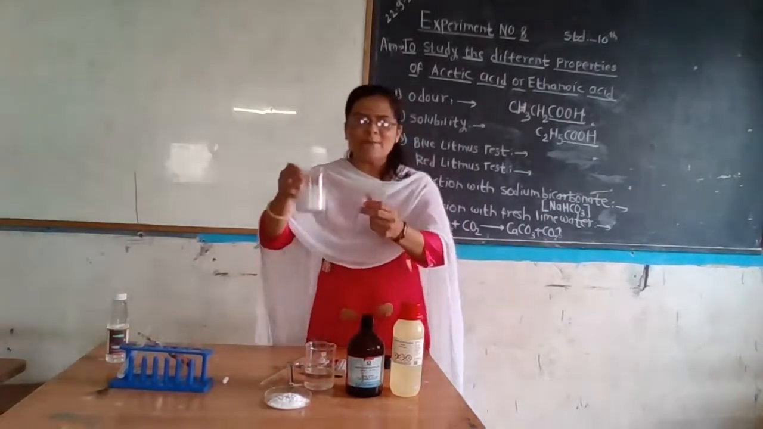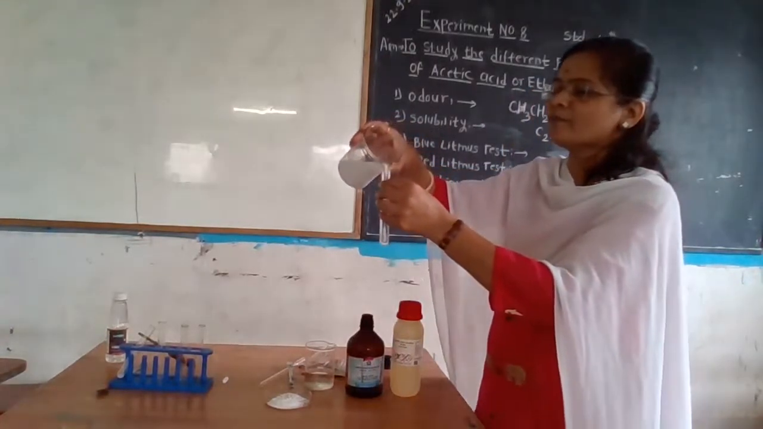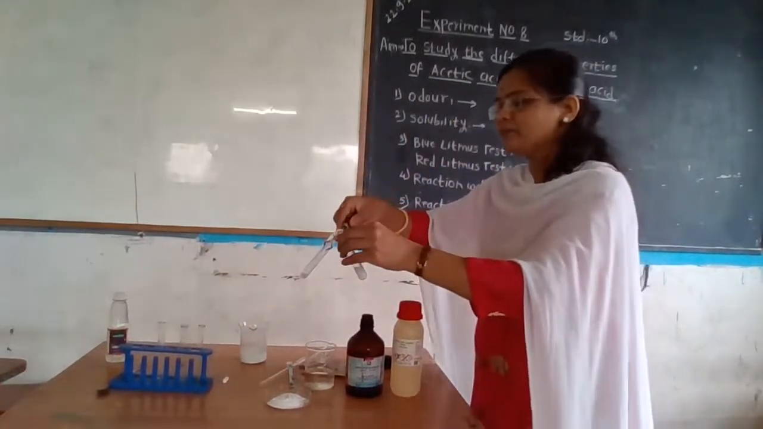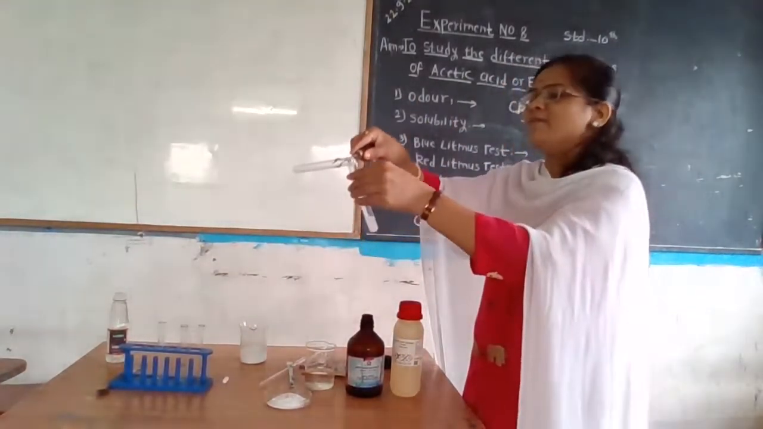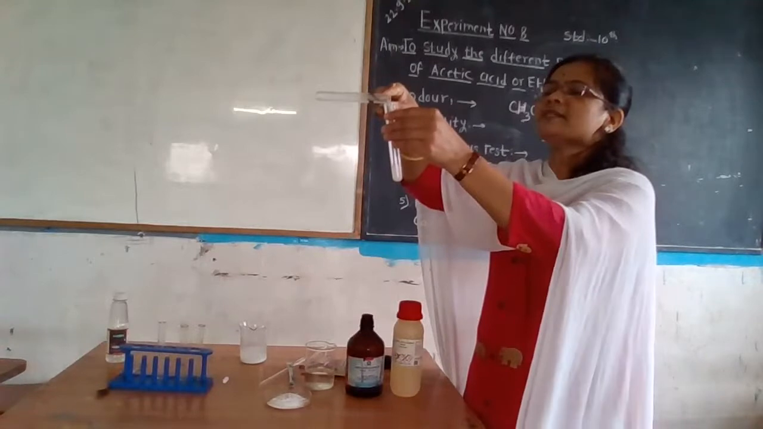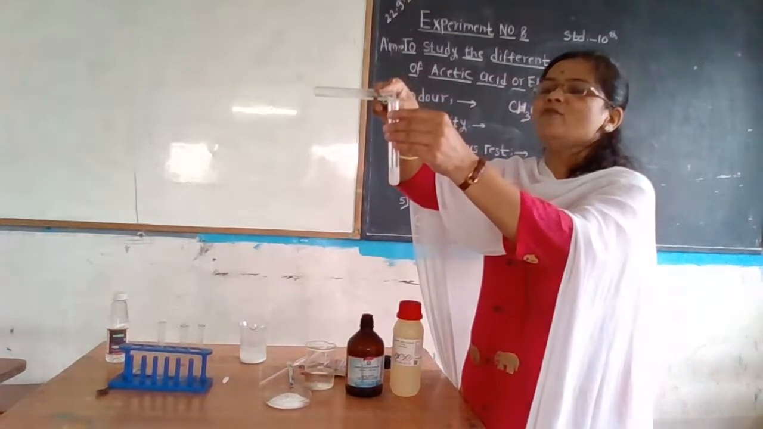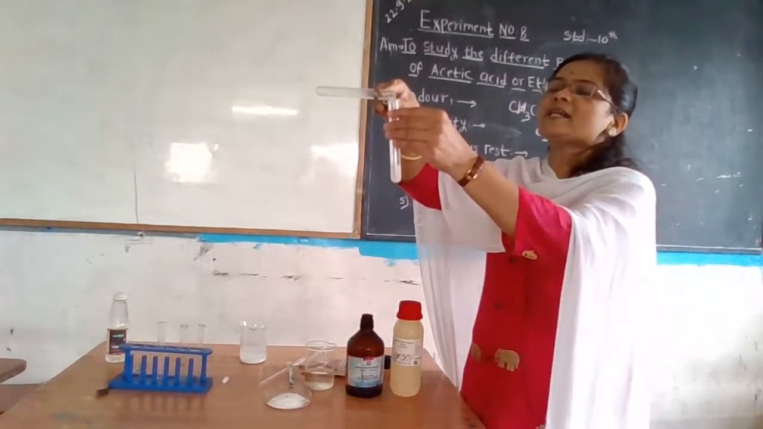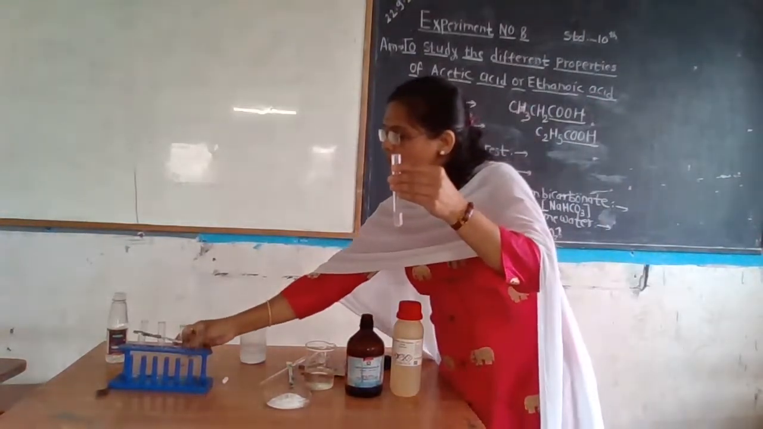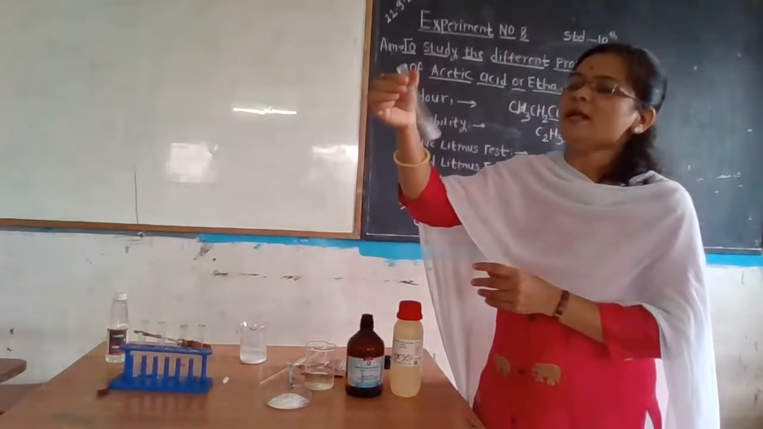See, this is the freshly prepared lime water. I am taking the lime water in a test tube, and I am pouring the solution of that effervescence, and that effervescence is nothing but the evolution of carbon dioxide gas. When the carbon dioxide gas passes through that solution, the lime water turns milky.